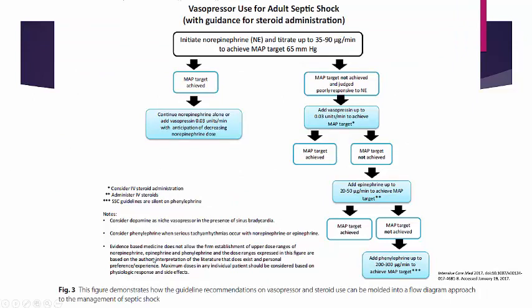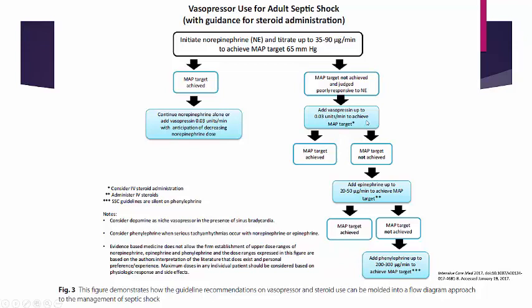This is another important chart for you to memorize and understand, as well as the little notes here. These are also important to understand as well. So, in terms of vasopressor use in septic shock, the first thing you want to do after you give fluid resuscitation is to give norepinephrine. If norepinephrine doesn't work, add vasopressin.